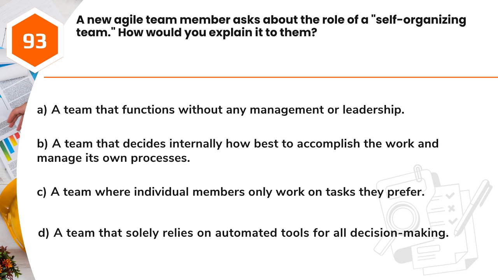Question 93. A new Agile team member asks about the role of a self-organizing team. How would you explain it to them? A. A team that functions without any management or leadership. B. A team that decides internally how best to accomplish the work and manage its own processes. C. A team where individual members only work on tasks they prefer. D. A team that solely relies on automated tools for all decision-making.